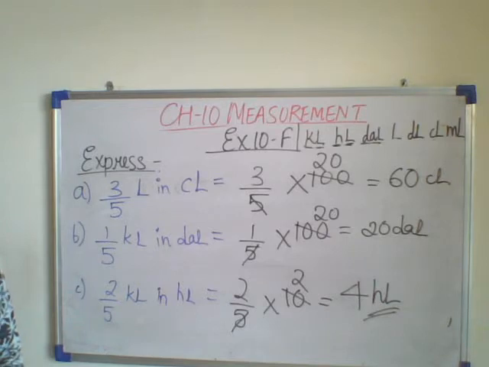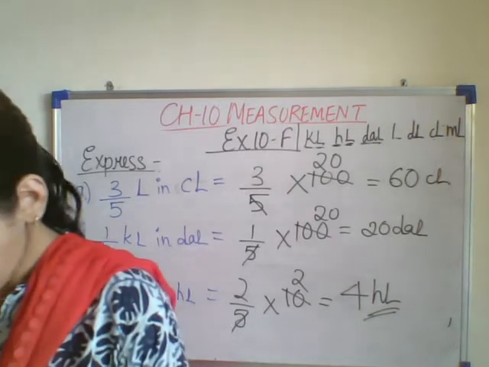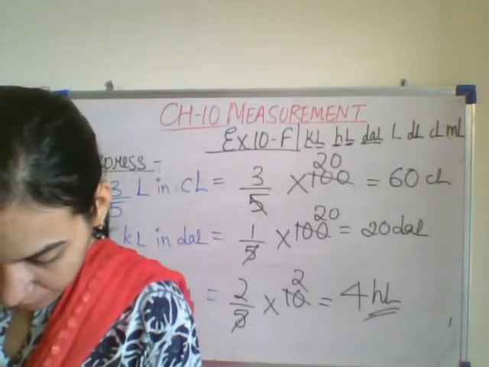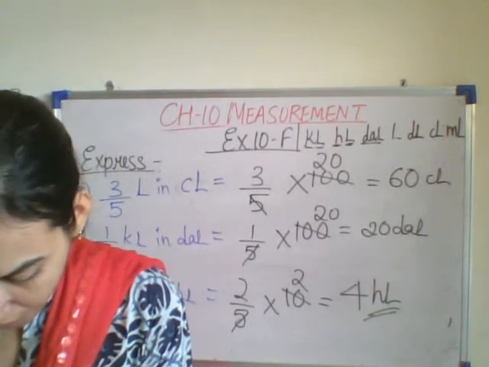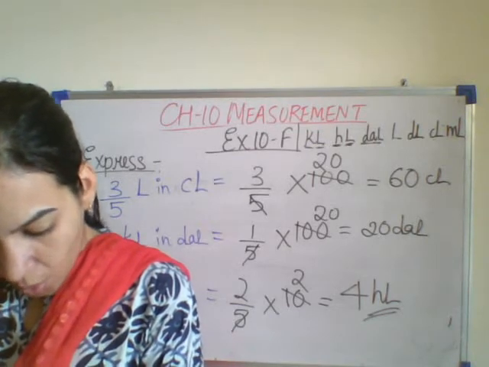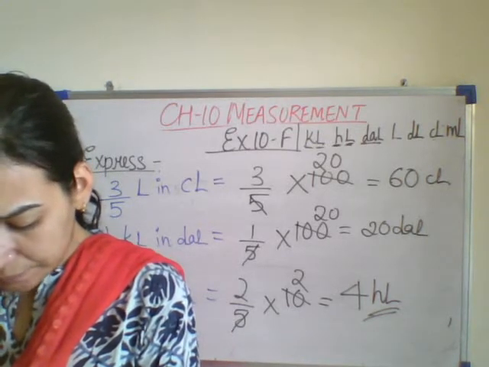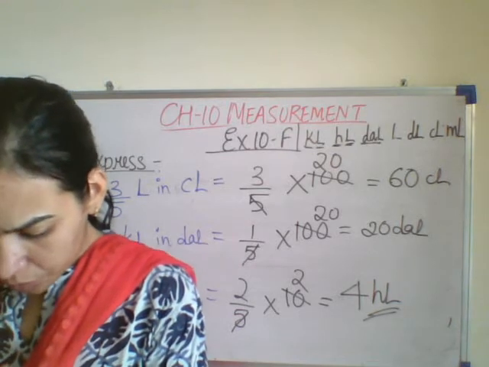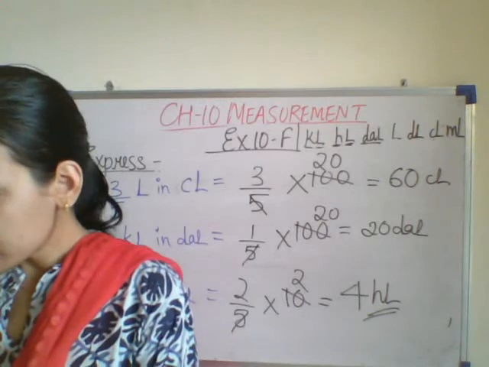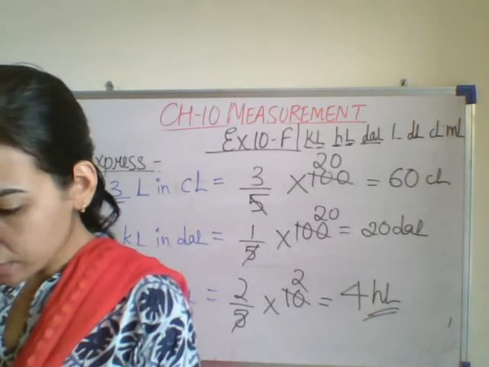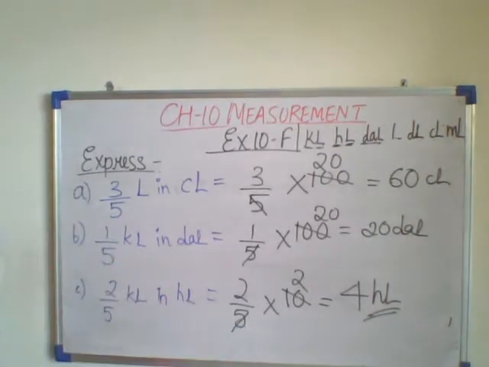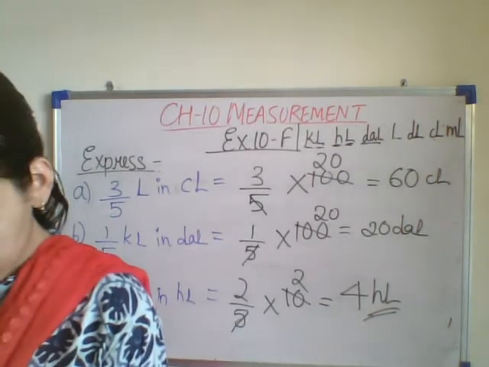Now let us do some word problems from this exercise. That is the question number 2. Aryan bought 4/5 liter of milk. On his way back home, he spilled 3/4 of it. How many milliliters of milk did he spill? So we have to find how many milliliters of milk he spilled.